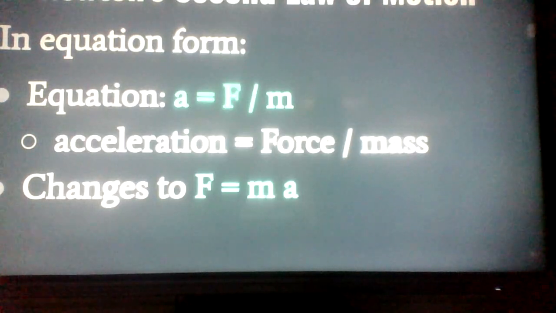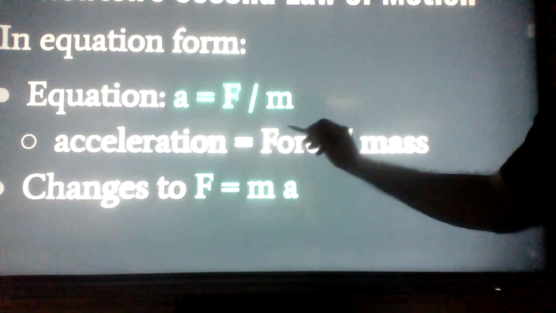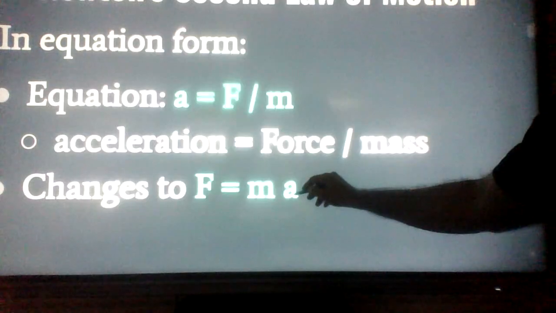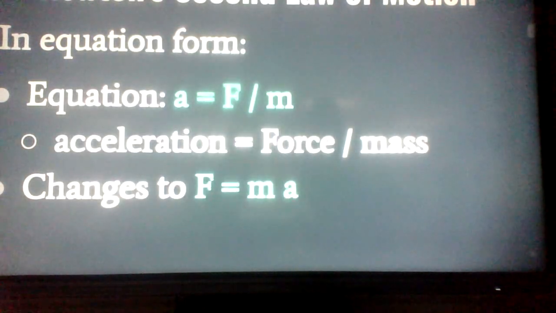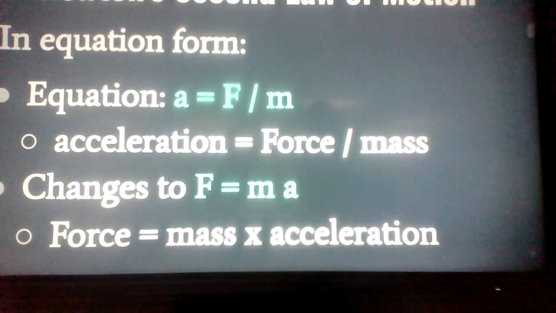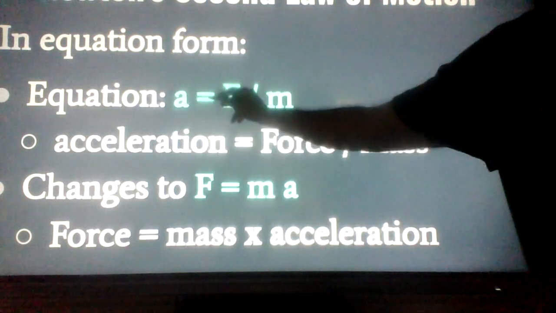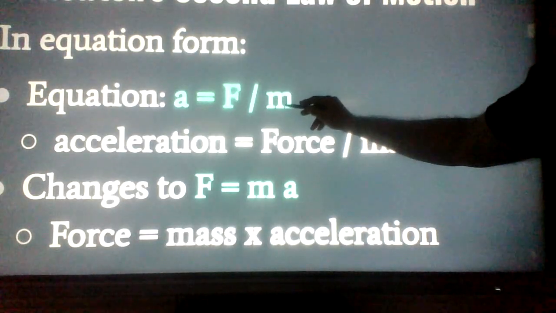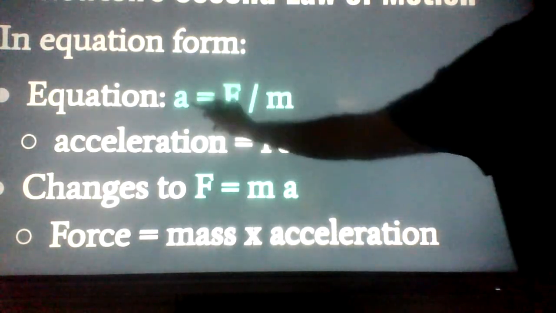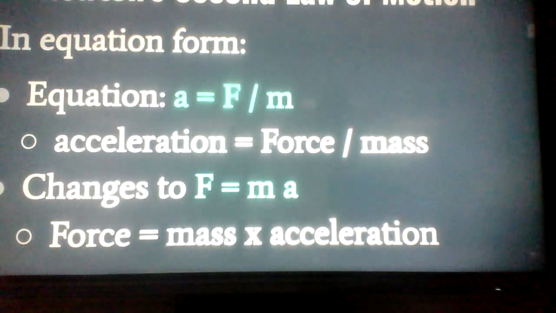The units will work out to where force is kilogram times meter per second squared, which you saw earlier. That's called a Newton. Force equals mass times acceleration is the shortened form of Newton's second law of motion. Very quickly in word form once again. The acceleration of an object is directly proportional to the force applied and inversely proportional to the object's mass. In equation form, acceleration equals force divided by mass, or force equals mass times acceleration.